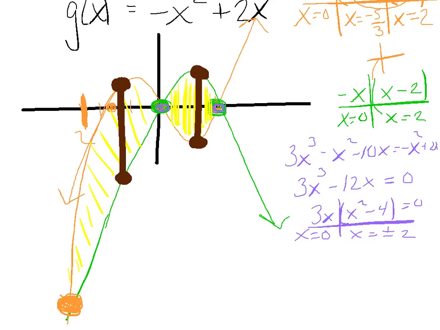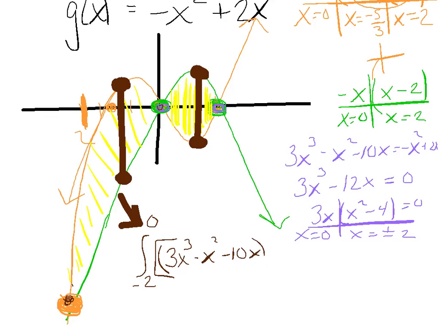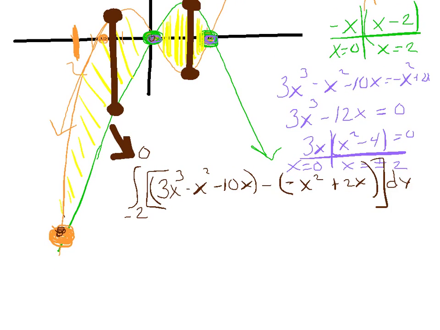All right, let's start with this section. I would say this is the integral from the left bound where they intersect, which is negative 2. And they won't intersect again till 0. Okay, and remember, you are saying upper minus lower. Upper is my orange curve, which was that cubic. 3x cubed minus x squared minus 10x, minus the lower, which is the green one, negative x squared plus 2x, dx.